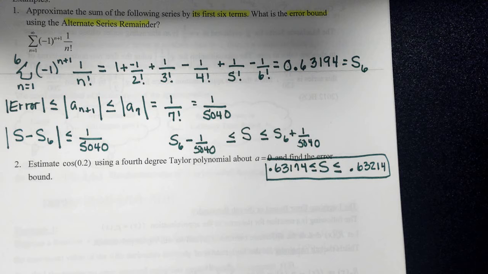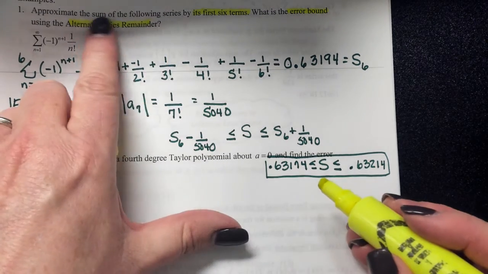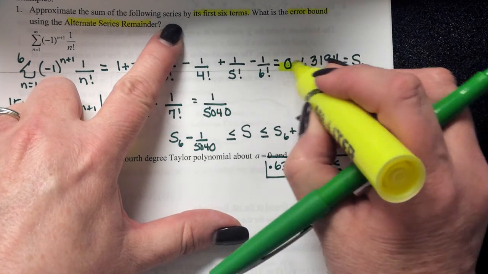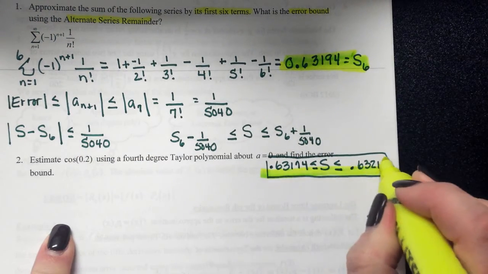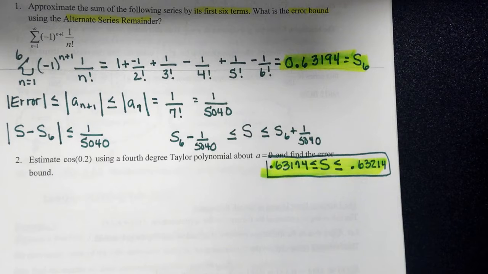All right, so any questions on calculating the error bound? The question asked me for two things. It asked for the approximate sum of the series by the first 6 terms, which was right here. Then the bound is this particular inequality right here.